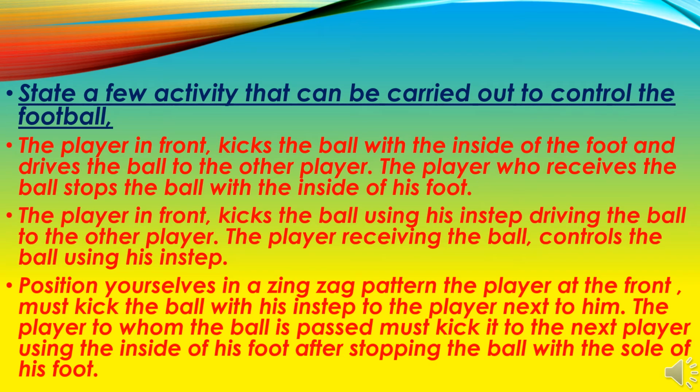State a few activities that can be carried out to control the football. The player in front kicks the ball with the inside of the foot and drives the ball to the other player. The player who receives the ball stops the ball with the inside of his foot. The player in front kicks the ball using his instep, driving the ball to the other player. The player receiving the ball controls the ball using his instep.